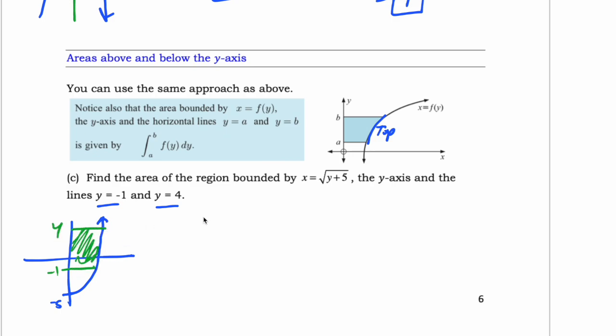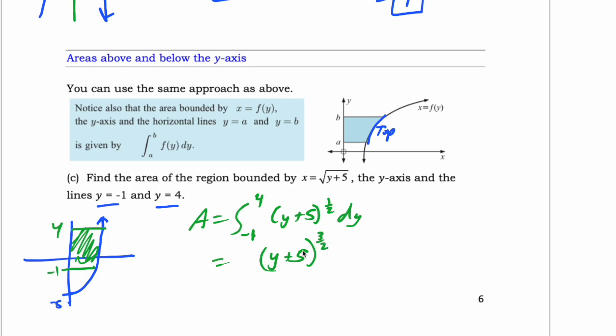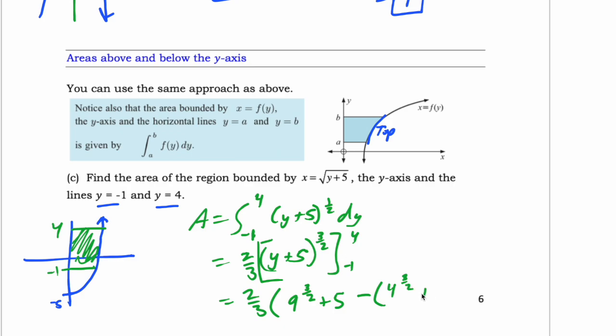So the area equals the integral from negative 1 to 4 of y plus 5 to the power of half dy. We can increase the exponent by 1 and divide by 3 over 2, which gives you 2/3. We want to evaluate that from negative 1 to 4. So it's 2/3 times 9 to the power of 3 over 2, which is 4 plus 5, minus negative 1 plus 5, which is 4, to the power of 3 over 2.